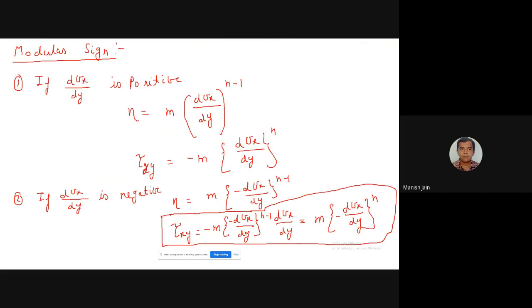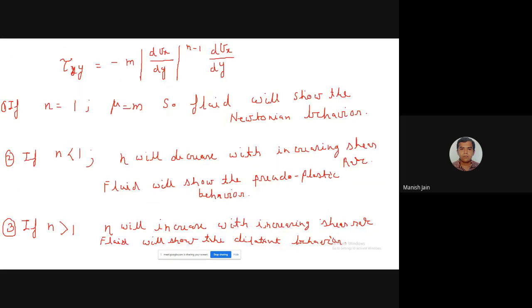Okay, so the power law model is a two parameter model. One parameter is m. Basically, m represents the magnitude of the viscosity, and n represents the type of behavior, or how the viscosity will change with the shear rate. Okay, that is the viscosity index. So if n equal to 1, you have the Newtonian behavior. If n is less than 1, you have the pseudoplastic behavior. If n is greater than 1, then you have the dilatant behavior.